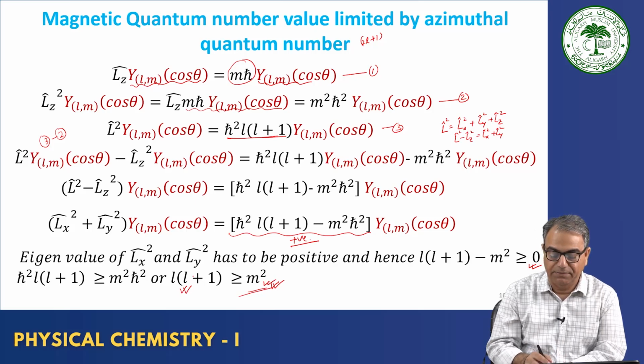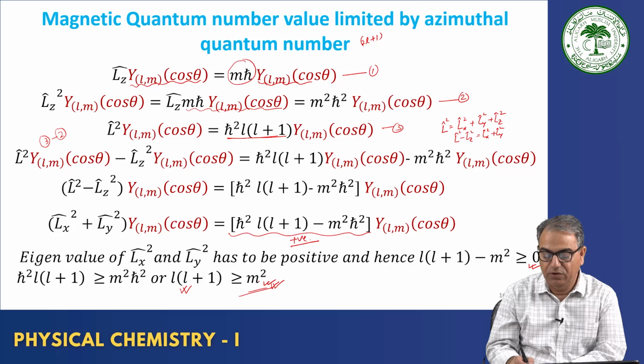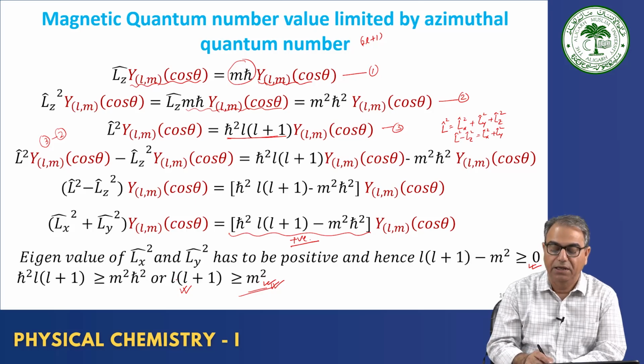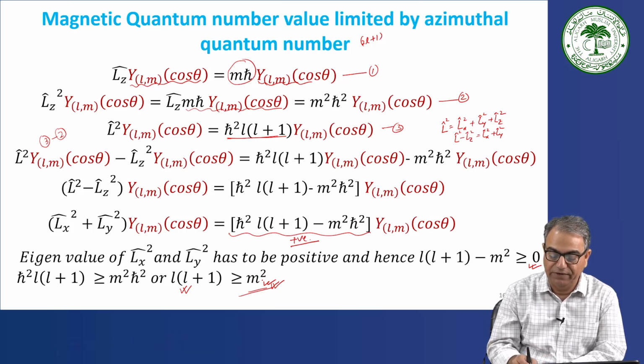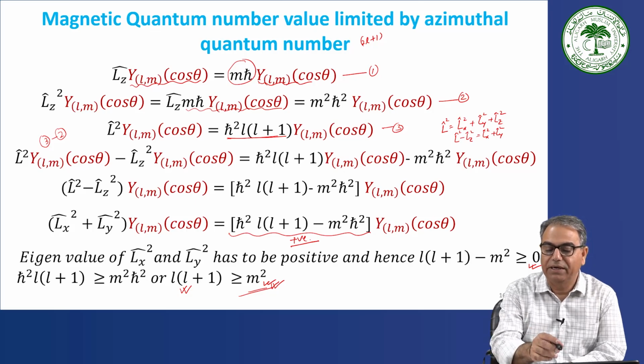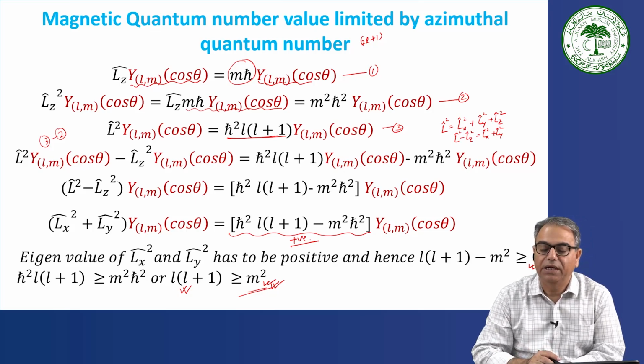Because the magnetic quantum number value will always be decided by L(L+1), it has to be always less than L(L+1). So the magnetic quantum number value is limited by the azimuthal quantum number.